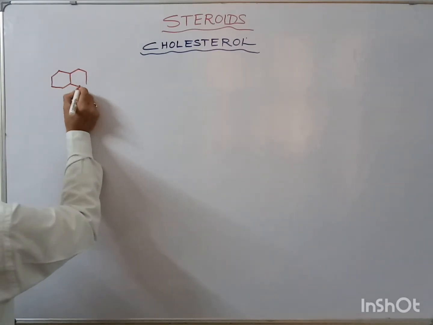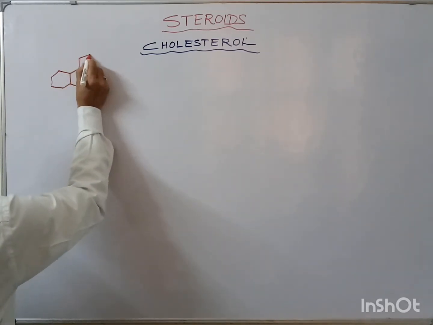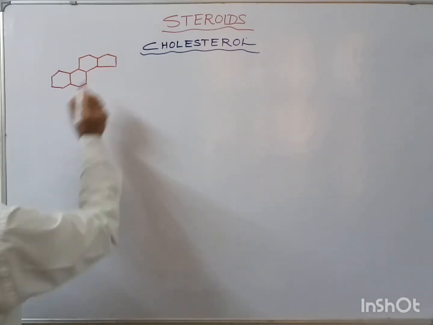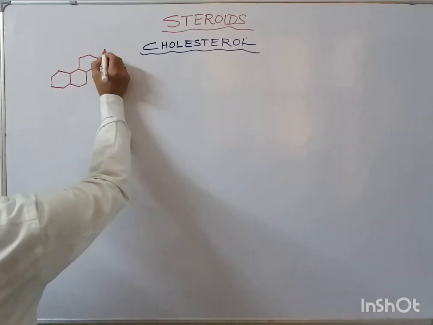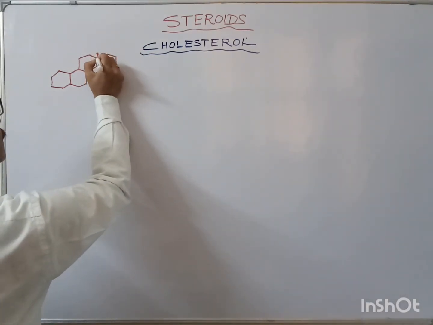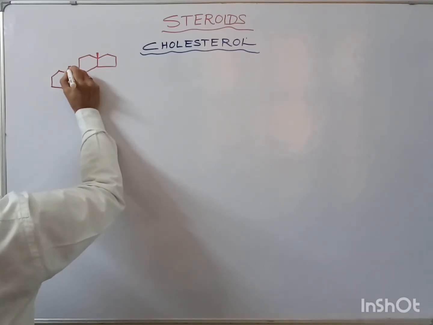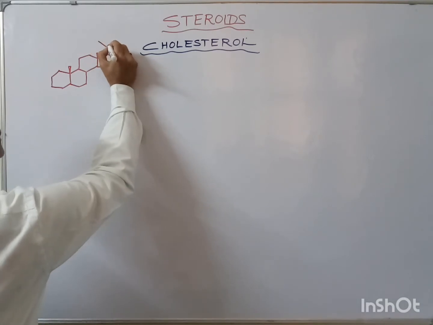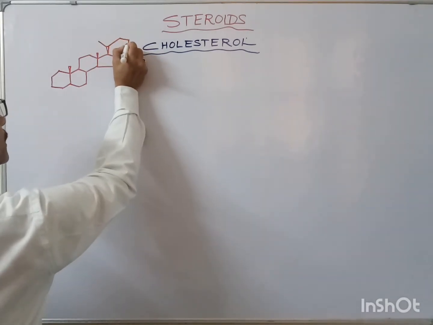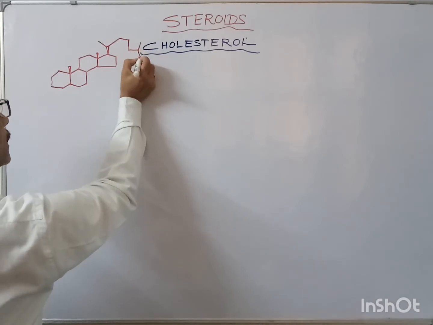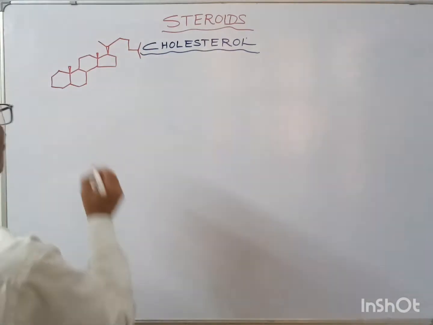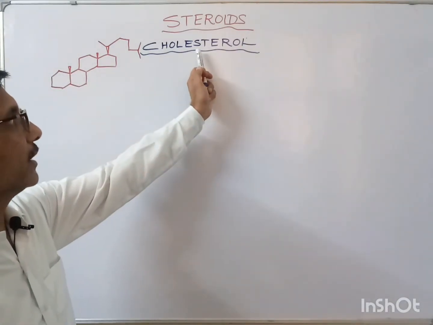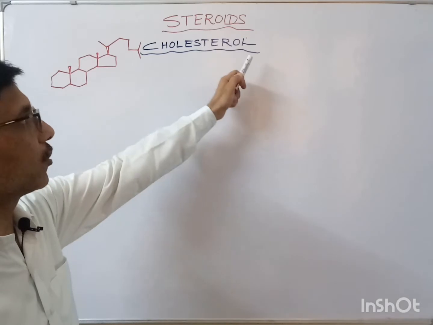This is the first ring, second ring, third ring, and this is the 5-membered fourth ring. Now here we have one of the angular methyl groups. These are the two angular methyl groups, and this is the other side chain. And here it is cholesterol, as the name is cholesterol, or sterol.